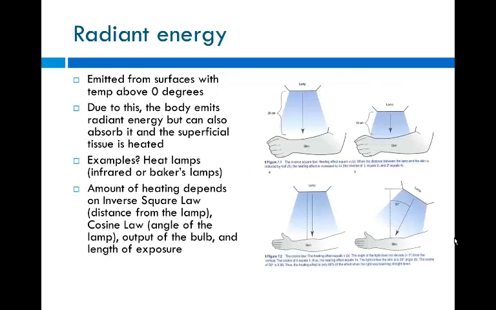Radiant energy. Emitted from surfaces with temperatures above 0 degrees. Due to this, the body emits radiant energy but can also absorb it, and the superficial tissue is heated. An example of these are heat lamps, which actually are not commonly used anymore because there's an increased risk of burns. The amount of heating depends on the inverse square law, and that's the distance from the lamp, the cosine law, angle of the lamp, output of the bulb, and the length of exposure.